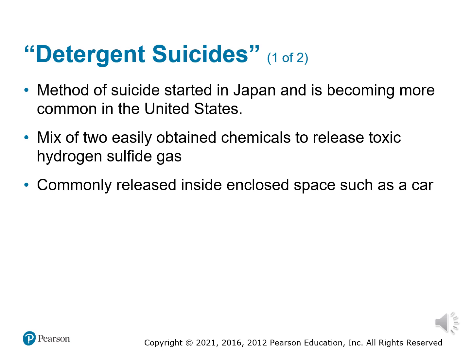So what a detergent suicide is made up of is a mix of two very easily obtained chemicals to release toxic hydrogen sulfide gas. A lot of the times it's going to be a strong household cleaner and a source of sulfur, which typically you're going to find in pesticides, okay? So it's commonly released inside of an enclosed space, typically a car. So you have the source of acid, which is typically your strong household cleaner. Then you have a source of sulfur, which is oftentimes a pesticide. When you take those two and mix them together, they will quickly release a significant amount of toxic hydrogen sulfide gas. This is when the victims will often leave a note warning others of this hazardous gas.